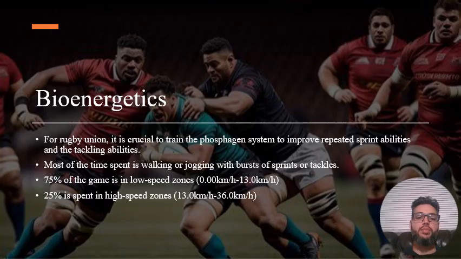Though most of the time spent is walking or jogging with bursts of sprints or tackles of around 25 to 75% difference, it's still crucial that we're training the phosphagen system as well as the oxidative system so that they're able to replenish that CP and even any ATP that was used.